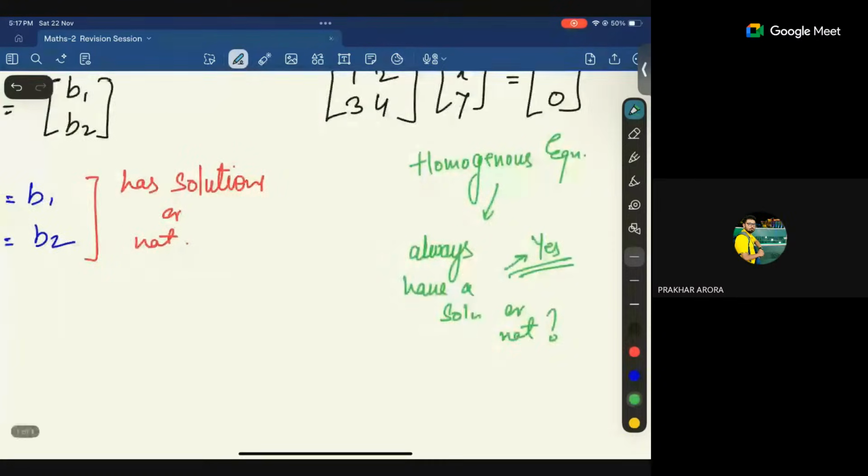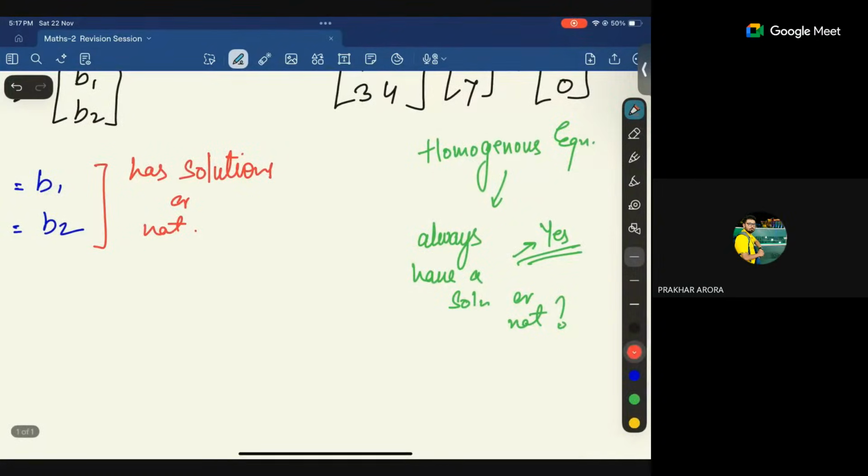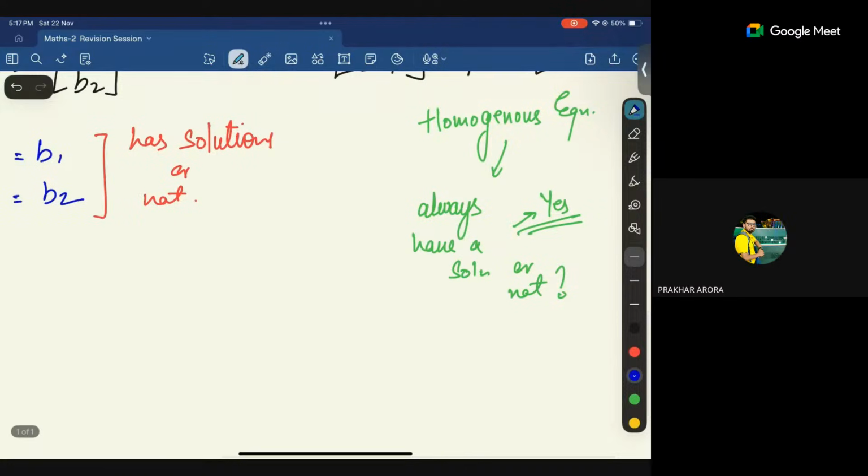Now let me bring you to this thing here. If you remember, there were three possibilities. This was the chart: consistent, inconsistent.